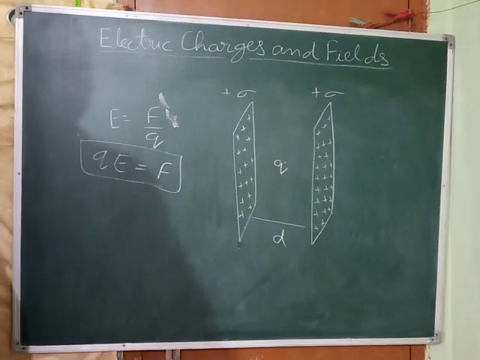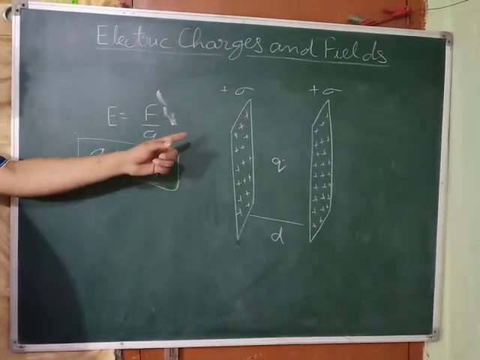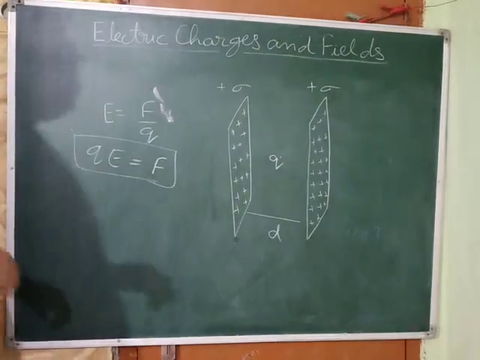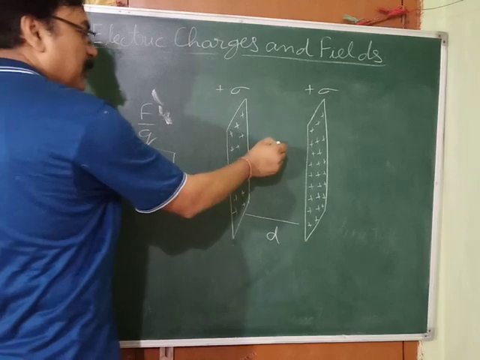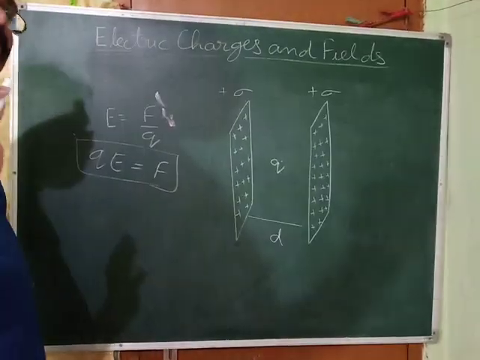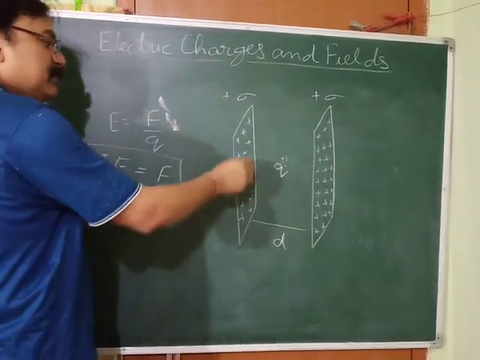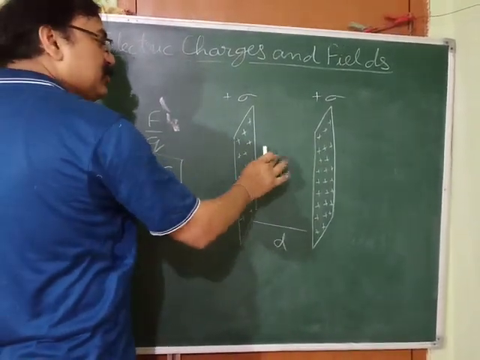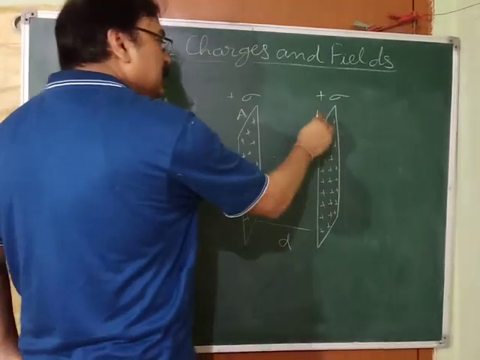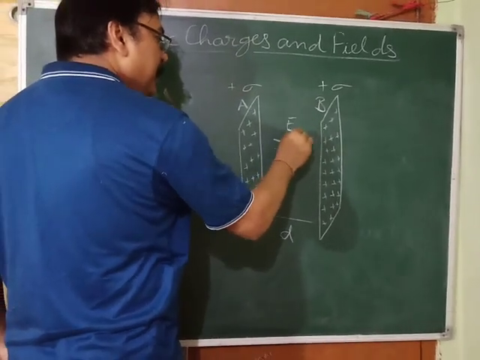In order to find the electric field intensity, what do we have to do? The electric field intensity due to an infinite charge sheet we have already found out using Gauss theorem. So due to this sheet, first we have to find out the direction, then we can write the magnitude. If you place a 1 coulomb positive charge here, this sheet is going to repel it. Suppose I name this sheet A and this sheet B. So due to A, the electric field intensity will be in this direction, EA.